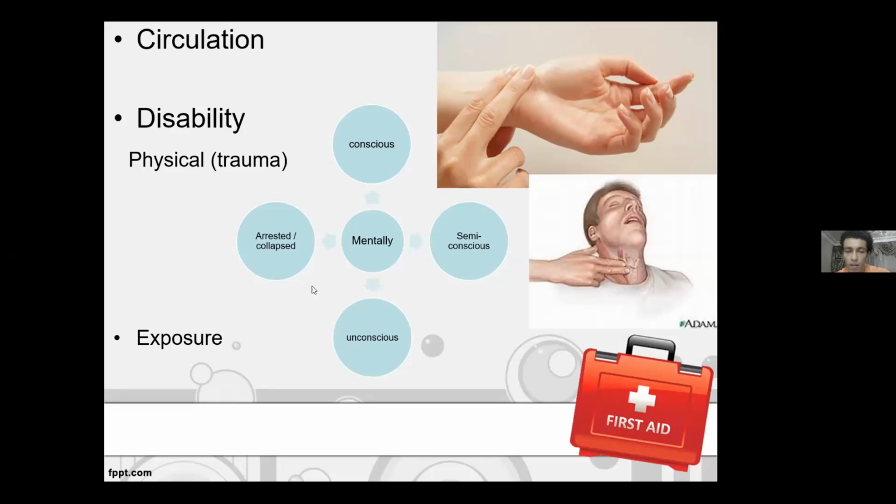Unconscious and arrested are not the same thing. The unconscious patient has circulation and breathing, but is just in an unconscious situation. But the arrested or collapsed patient has neither circulation nor breathing. Thank you for the explanation. You're welcome. Any more questions?